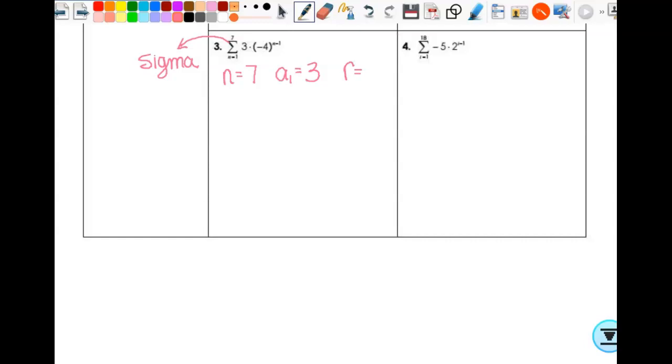Your geometric sequence formula is a sub n equals a sub 1 times r to the n minus 1 power. So we know this is a geometric series. It told us that, so they're all in this form. I didn't even really have to do the whole exponent thing to get my first term. This is my first term. So what is r for this one? Negative 4.